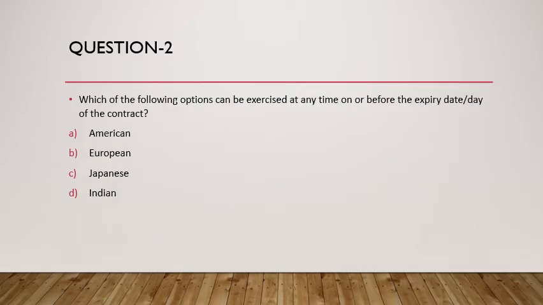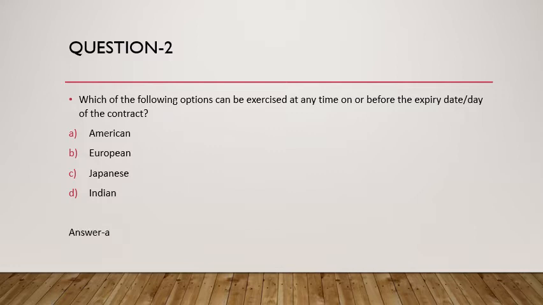Let me move on to the second question, which is rather straightforward, no calculation here. Which of the following options can be exercised at any time on or before the expiry day of the contract? European options by design can be exercised on expiry alone. However, American options can be exercised anytime on or before the expiry. So the answer for this question is A.